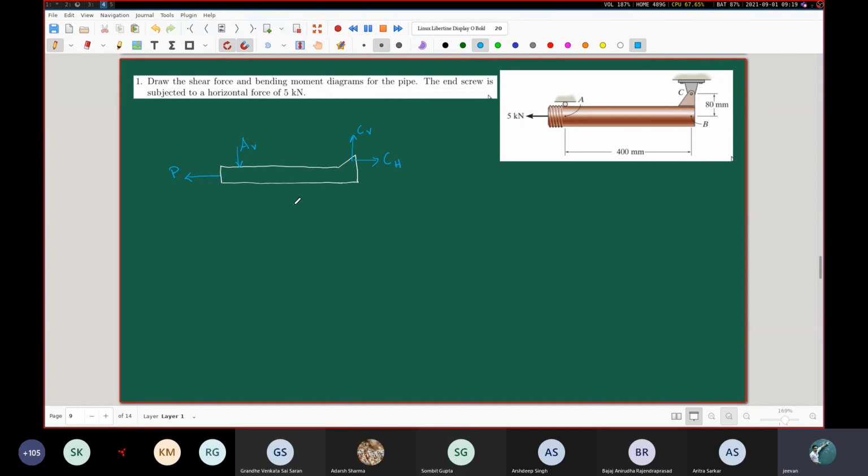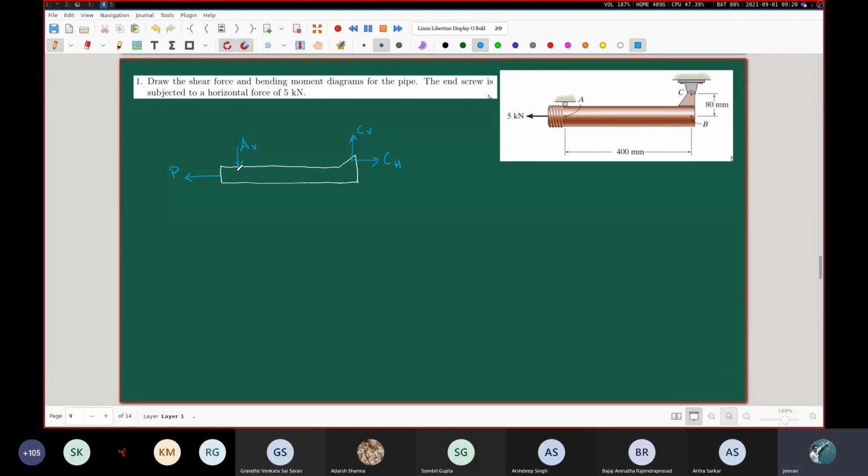But there is one slight complication left. Can you identify it? Let's say that you find out this AV, and CV, all that you do. There's one slight complication left. So we get a couple due to P and CH. Yes. Not due to P, because P is actually acting through the horizontal axis. But due to this CH and, say, CV, AV and C.